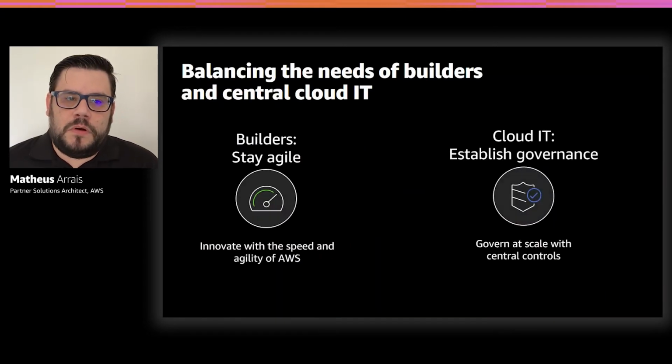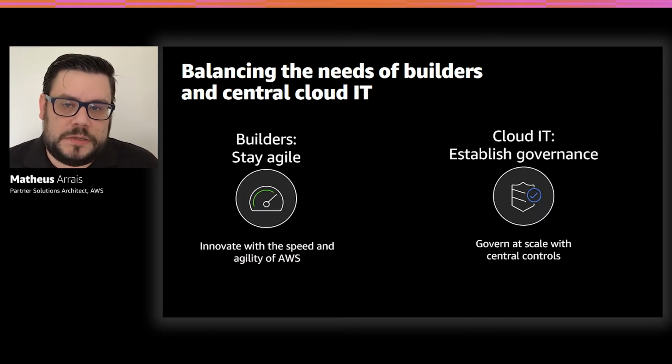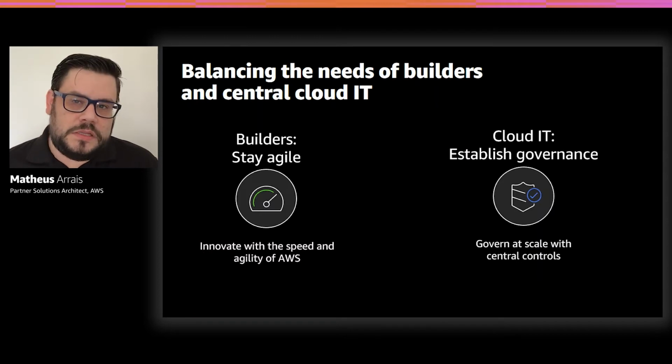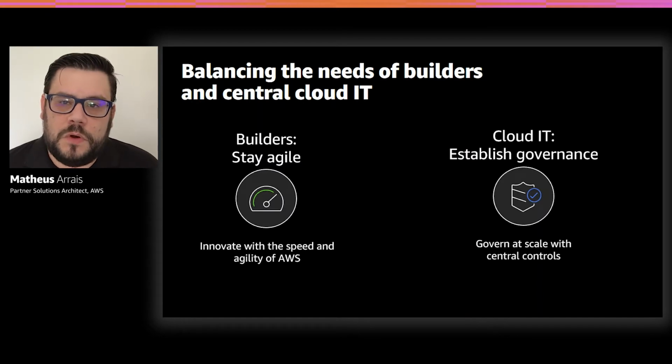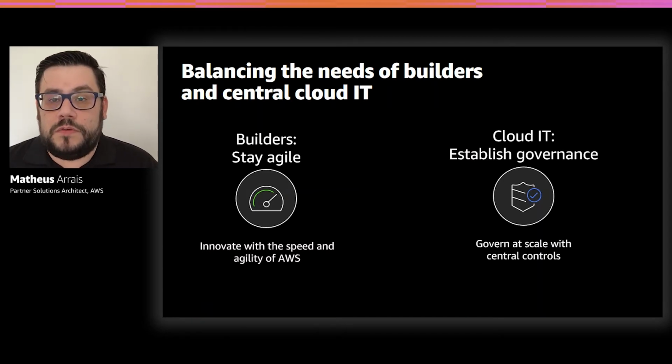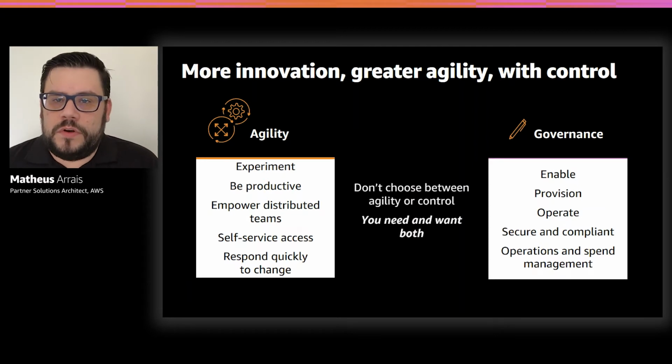Let's go. So, balancing the needs of the builders and the central cloud IT. Enterprises have made a traditional compromise between the needs of the builders and the cloud IT department team. Builders love the speed and the agility that AWS provides for them, while the central cloud teams want to govern with central controls. Enterprises do not like to be forced to choose between business agility and governance control. That's one of the reasons that AWS offers a set of management and governance tools to help our customers improve business agility and maintain governance control.